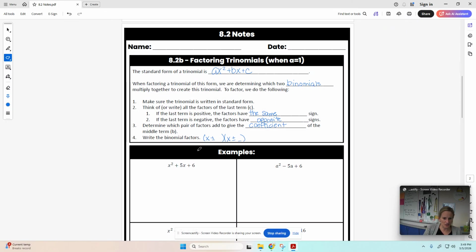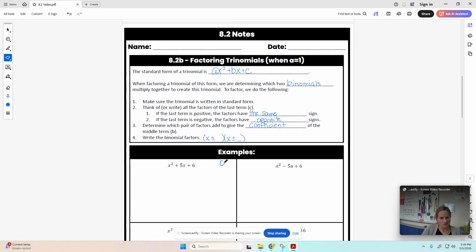So let's look at this first example. x squared plus 5x plus 6. It's in standard form, that's the first thing to check. Then I need to think of all of the factors of the last term. My last term is positive, and they add together to give me a positive, so that means these must both be positive numbers.